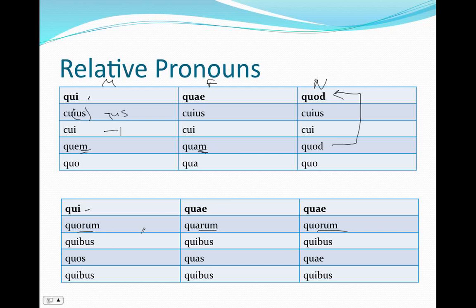Quibus, quibus, quibus. So these look like third declension. Quos, quas, quae. So here they look like second declension and first declension, and quae matches our nominative, and quibus, quibus, quibus. Our dative and ablative plurals are the same. So just memorize the relative pronouns.